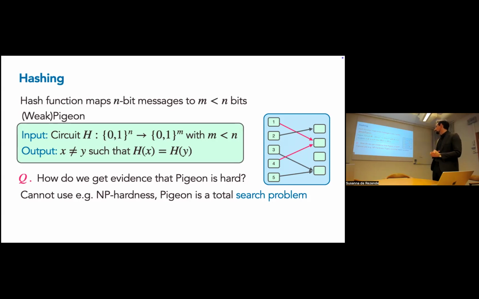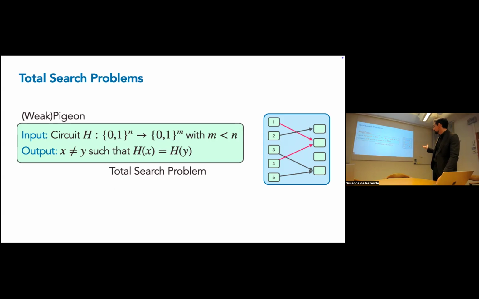We can't rely on NP-hardness because this pigeon problem is a total search problem. It's not a decision problem. A decision problem would be like, does there exist a collision? In which case it could always output yes. It's total; you actually want to output the collision. Search problem means that there are potentially multiple valid outputs for a single input. You can see one is in fuchsia, one is in blue here. You could output either of these two pairs.